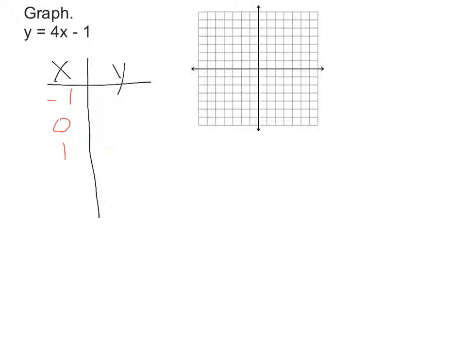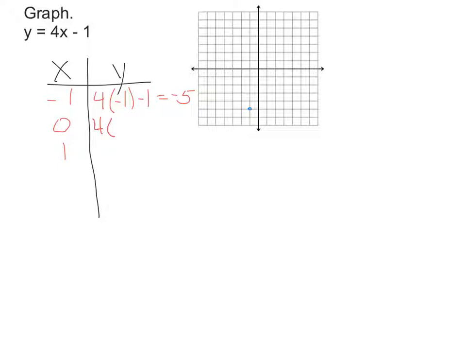So if I do -1 first, if I plug -1 in, my y is equal to 4 times -1 minus 1. Well, 4 times -1 is -4, minus 1 more is -5. So I have the ordered pair, -1, comma, -5. There it is.